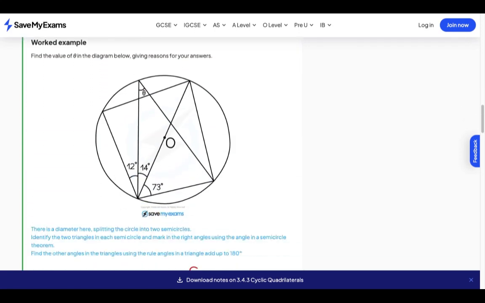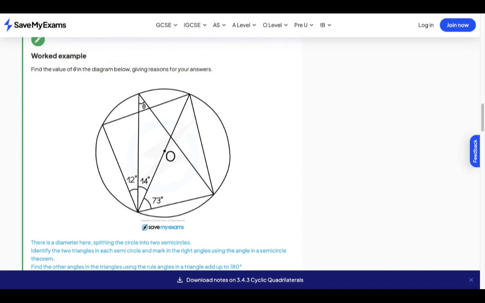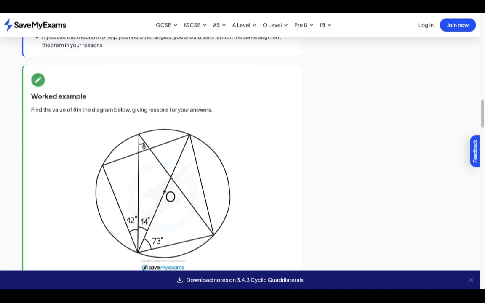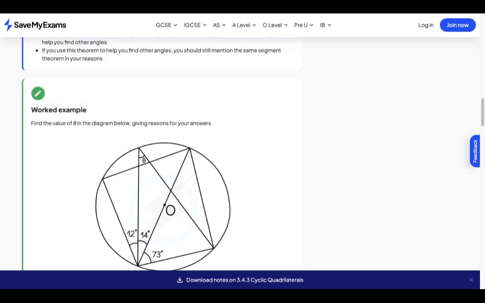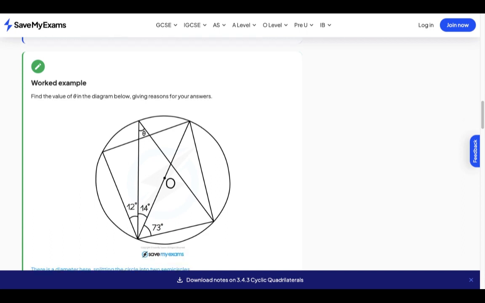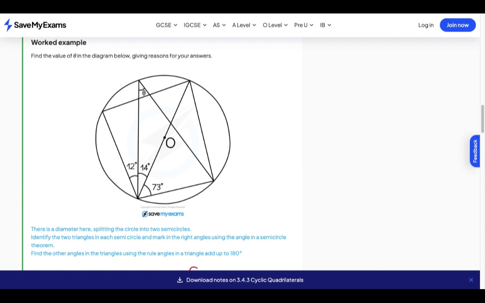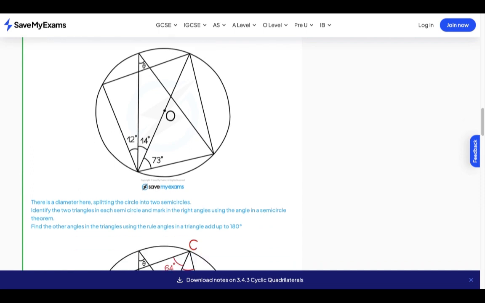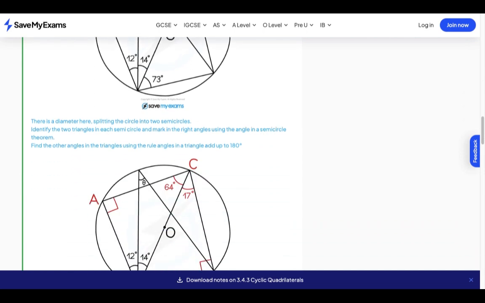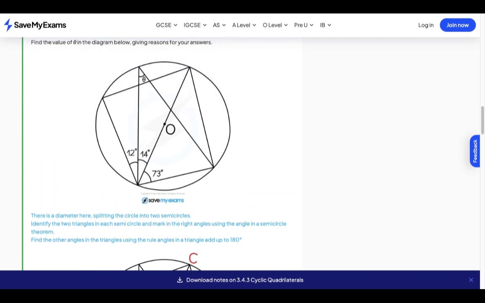So let's apply this one. It says find the value of theta in the diagram below. Give reasons for your answer. Theta is here, so we have to find any angle that shares the same segment with theta. Which angle is on the same segment with theta?